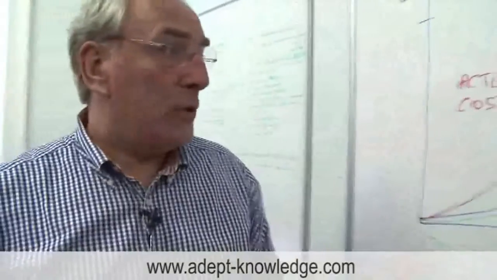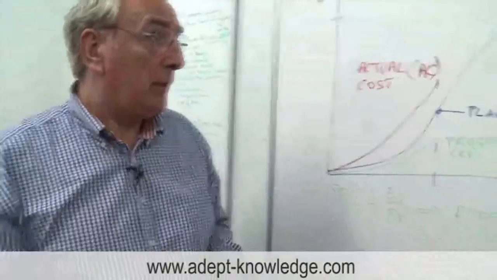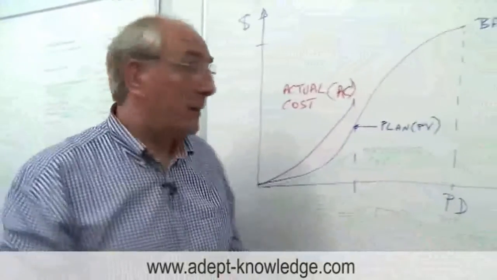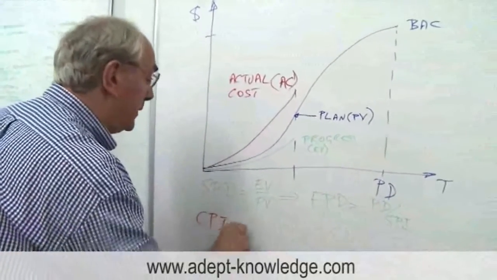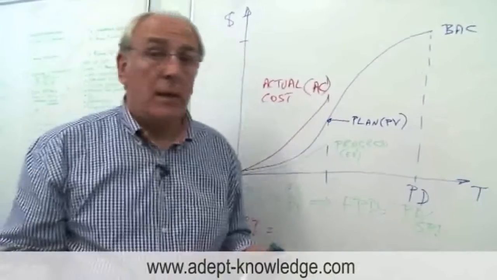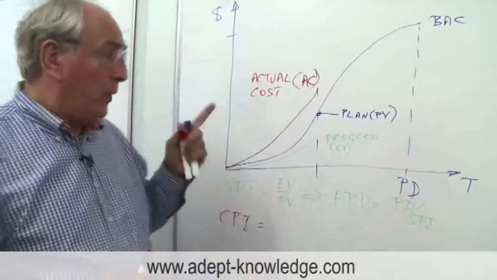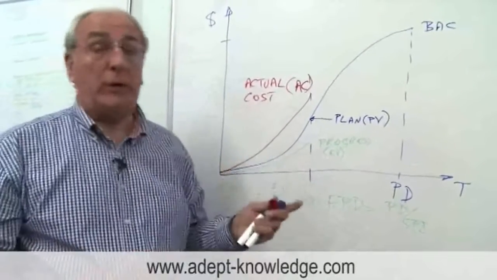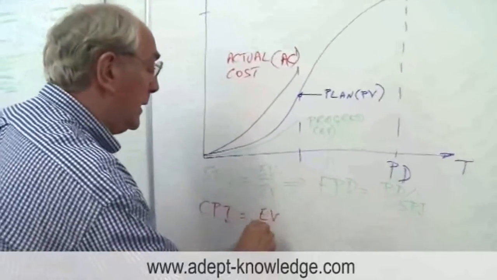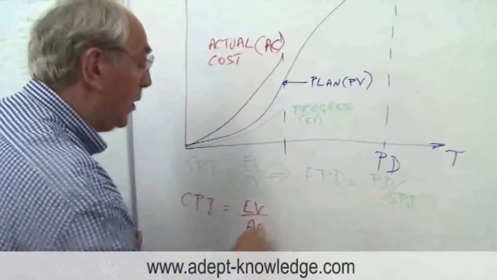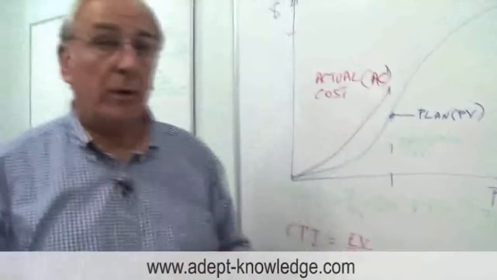So we can now measure what I talked about as being the cost performance index. And that cost performance index, some people call that productivity or efficiency. And what we're saying is, what did we get for what we spent? Well, what we got was the earned value. So that's our earned value divided by our actual cost. So that's our efficiency or productivity.